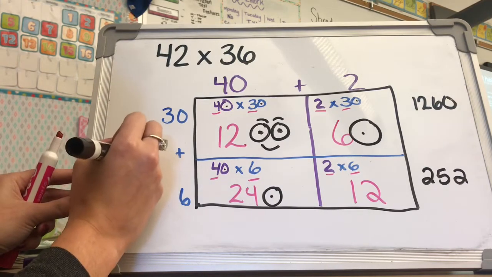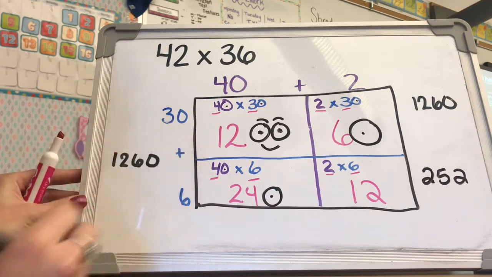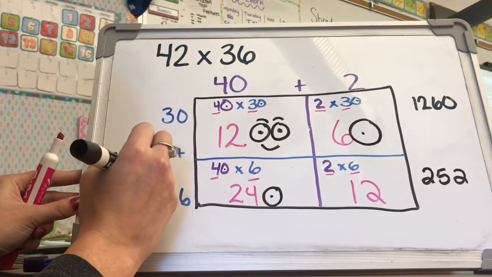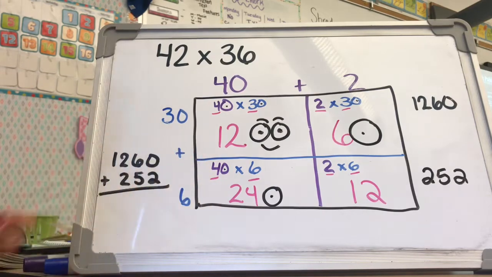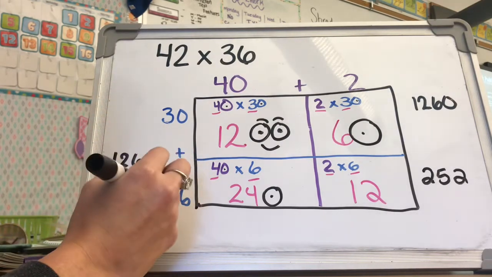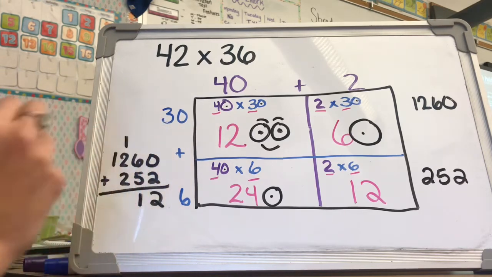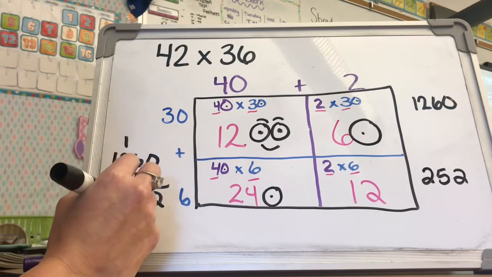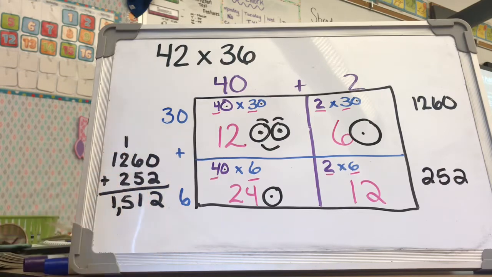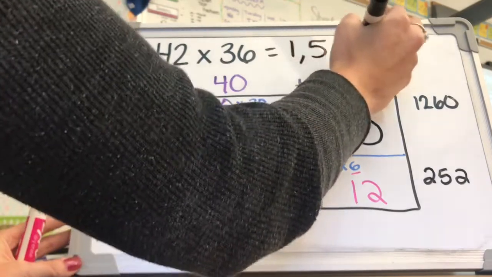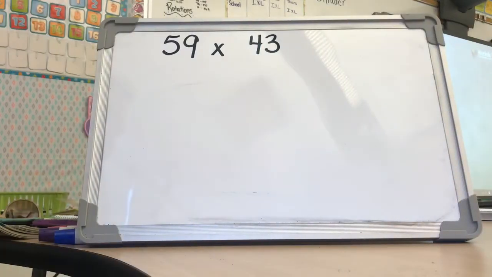Then we want to take our 1,260 and add our 252. 0 plus 2 is 2. 6 plus 5 is 11. 1 plus 2 is 3, plus 2 is 5. And then we're going to bring down our 1. So 42 times 36 equals 1,512. Let's go ahead and try another problem.